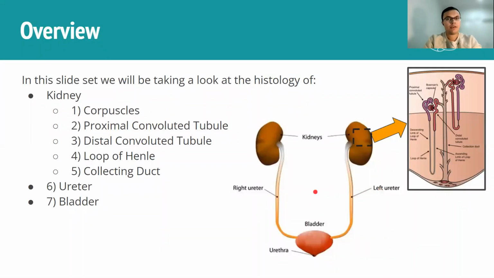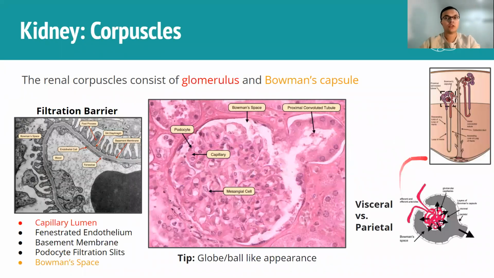So we're actually going to be having a look at the histology of the entire urinary tract, starting up top with the kidneys, having a look at five main structures there: the corpuscles, proximal convoluted tubule, distal convoluted tubule, loop of Henle, and the collecting ducts. Then we're going to have a look at the ureters, and finally we're going to end by having a look at the bladder. So all of that will be covered in this slide set. So let's start off with the corpuscles.